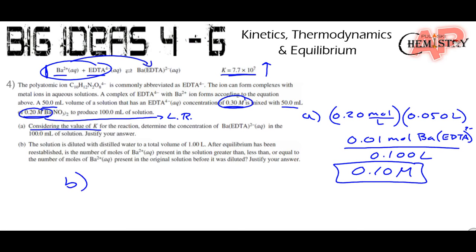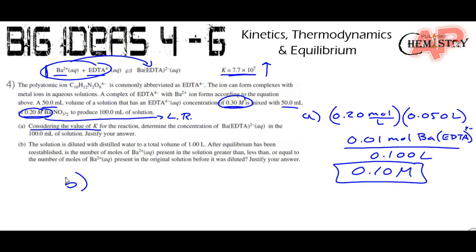Second problem can sound kind of confusing. Solution is diluted with distilled water to a total volume of 1 liter. So we have basically diluted this 10 times from the original volume. After the equilibrium has been reestablished, is the number of moles of Ba2+ present in the solution greater than, less than, or equal to the number of moles of Ba present in the original?